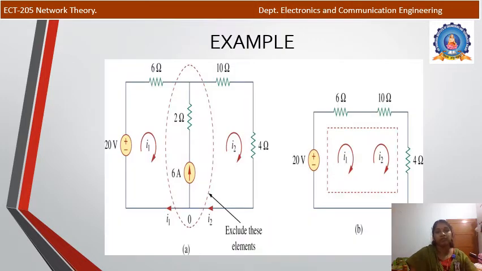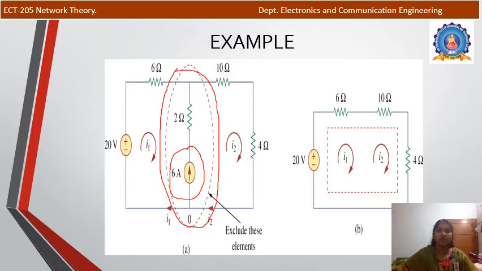so this is an example. In this example, in the normal case, there are two meshes, I1 and I2, and in this branch, that is the branch between the two meshes, there exists a current source, this 6 ampere. So what we have to do is exclude this portion, these rounded lines, this portion will be excluded. So we get a circuit like this. This is known as the super mesh. Super mesh.